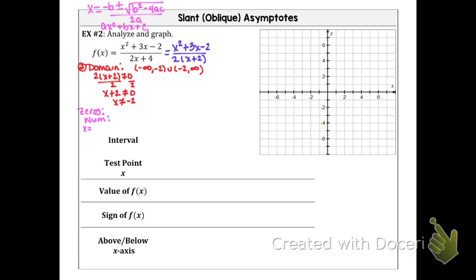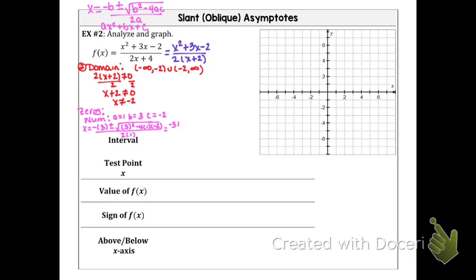So my a is going to be 1, my b is going to be 3, and my c is negative 2. So x equals negative b plus or minus square root b squared minus 4ac all over 2a.